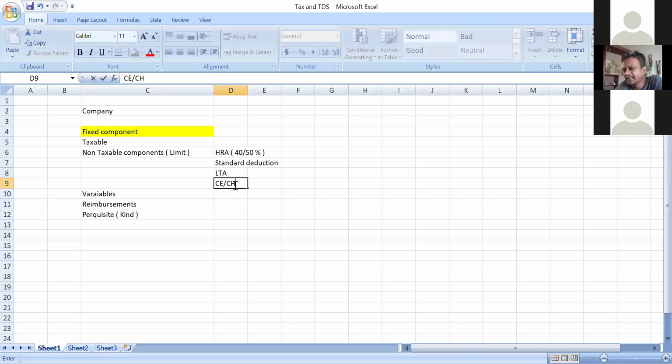Theoretically, the limit is airfare for a family of 4 people, or first class train fare for a family of 4 people. So it comes to about 40-50,000. Standard deduction is 50,000, and HRA is the big component. So whenever you take a person's salary for the year, you can divide it into the taxable amount and the non-taxable amount, which is subject to certain limitations. Correct?